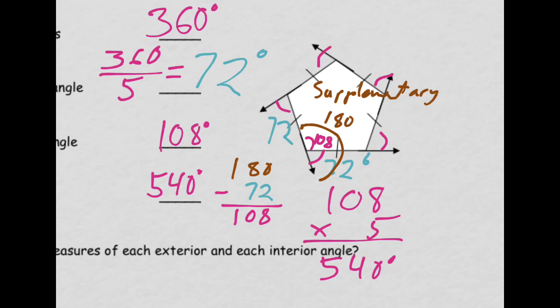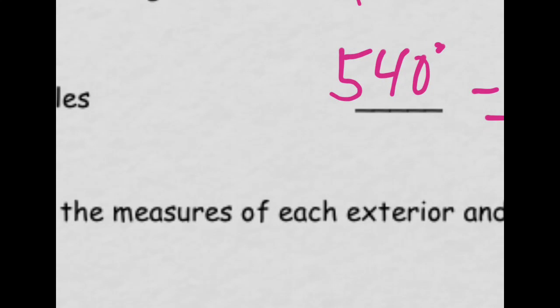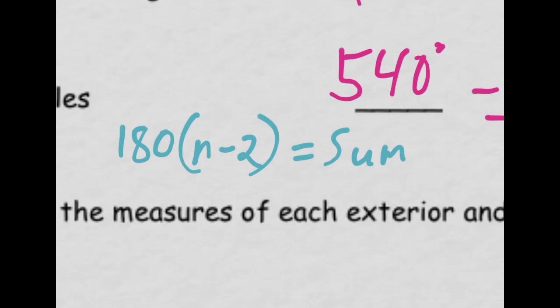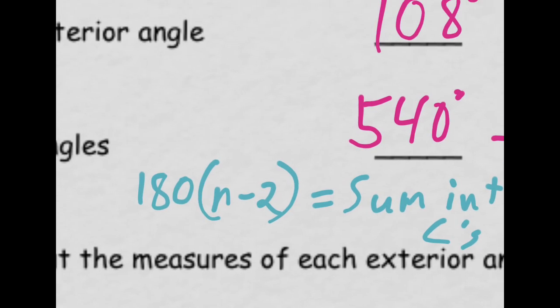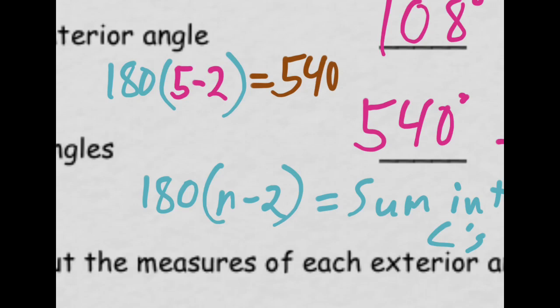What is the other way that you could do that, you ask? Oh, well, I'll tell you. If it's a pentagon, we know that 180 times n minus 2 equals the sum of the interior angles, right? So we can just say, boom, 180 times, we said it's a pentagon, 5 minus 2. 5 minus 2 is 3. 180 times 3 is 540 degrees. There we go.